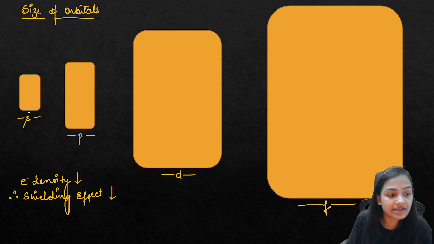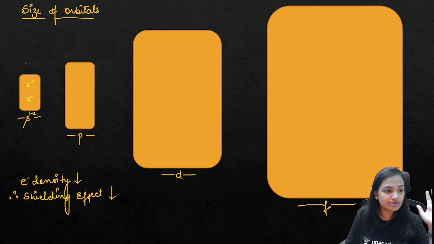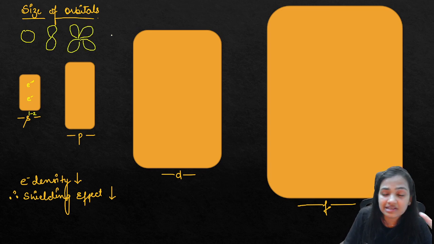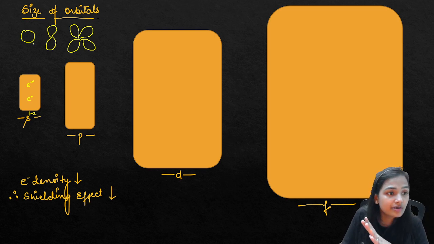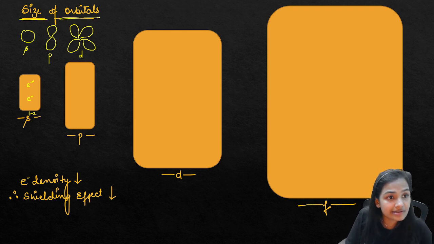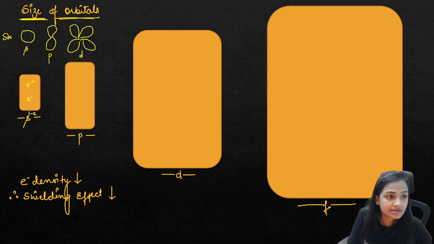In the s orbital, we have a maximum of 2 electrons, and the 2 electrons will be distributed. We all know that the shape of the s orbital is spherical, the p orbital has a dumbbell shape, the d orbital is double dumbbell shaped, and the f orbital has a complex structure. But right now I am not talking about the shape of the orbitals, I want to talk about the size of the orbitals.